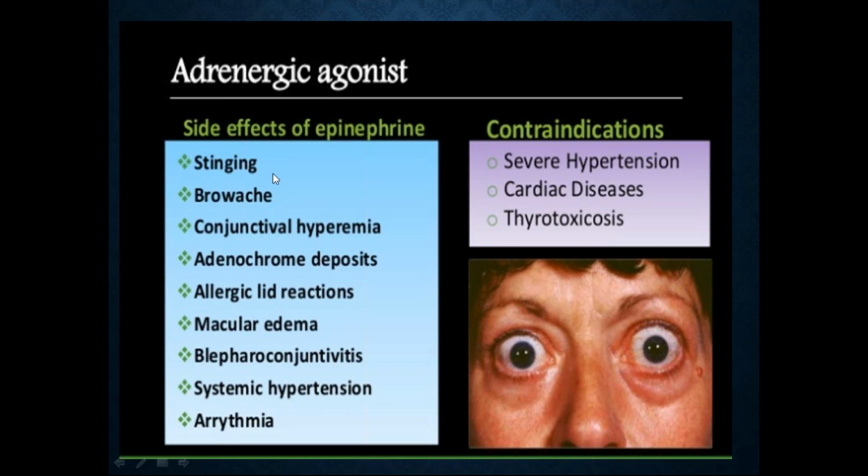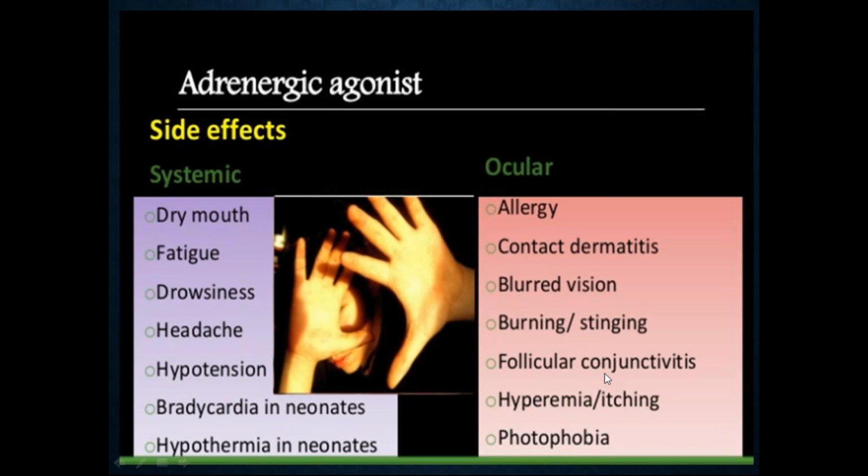Side effects: stinging sensation, conjunctival hyperemia, that is congestion of the conjunctiva, adrenochrome deposits, allergic lid reactions, itching of the lids, macular edema, blepharoconjunctivitis, systemic hypertension and arrhythmias. The contraindications are cardiac diseases. In cardiac diseases, you are not supposed to give adrenergic agonists. Severe hypertension and thyrotoxicosis are also contraindications for adrenergic agonists.